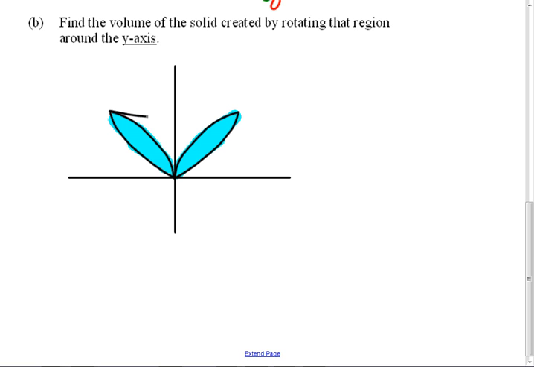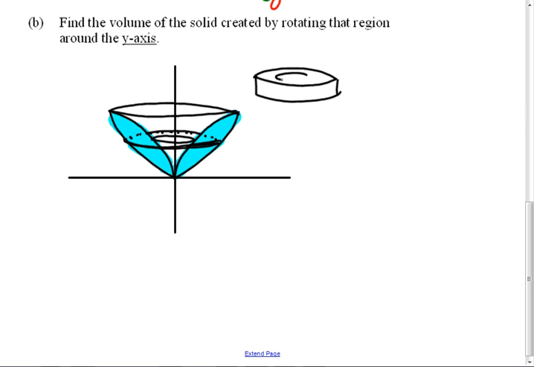So let's draw our slices. I'm going to slice this like this. Actually, this is going to be solid here. I forgot about that. But you can see that. So if I pull it out, it's going to look like this.